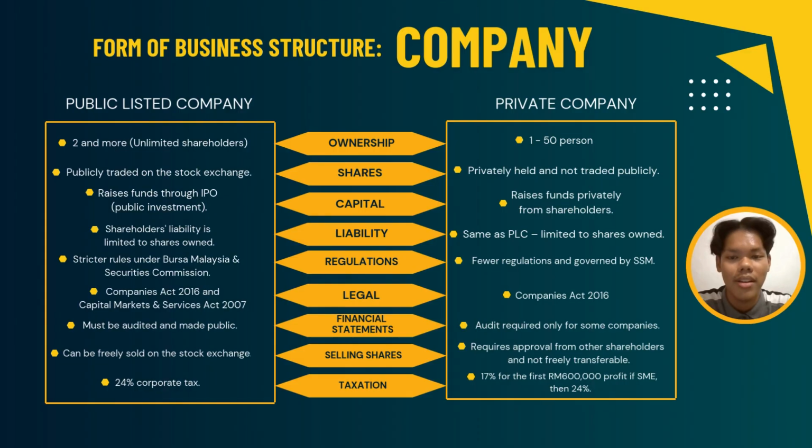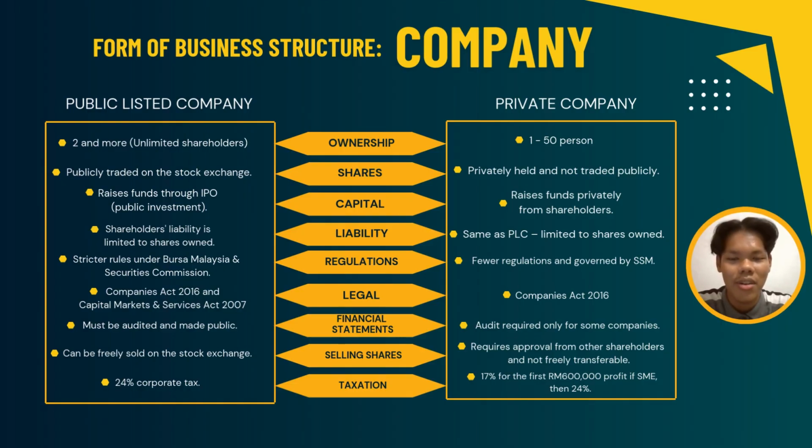Alright, everyone, let's talk about the third form of business structure, that is company. In Malaysia, we have two types of company, that is public listed company, also known as Syarikat Awam Berhad, and private company, Syarikat Sendirian Berhad.